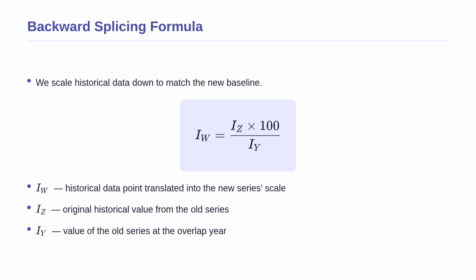We multiply by 100 to scale the historical data to the new base. If the historical value was lower than the overlap value, the resulting backward spliced index will correctly be calculated as less than 100, reflecting that past values were smaller than the new standard.